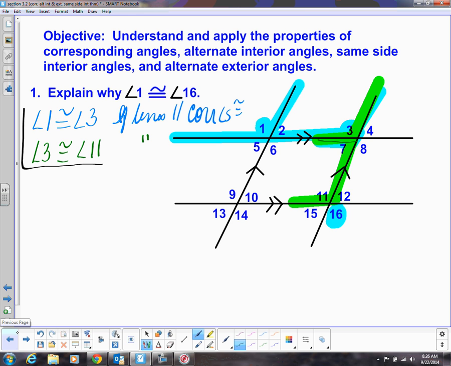Hold on, aren't 1 and 16 vertical? No, because they're not on the same transversal. You could have gone there, yes. This is not the only way to do this.